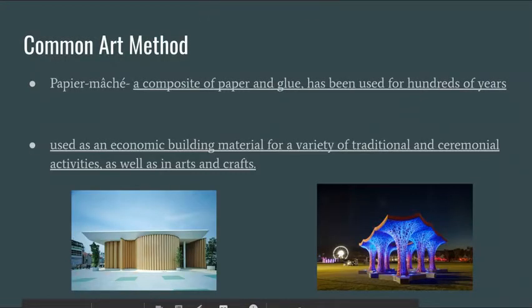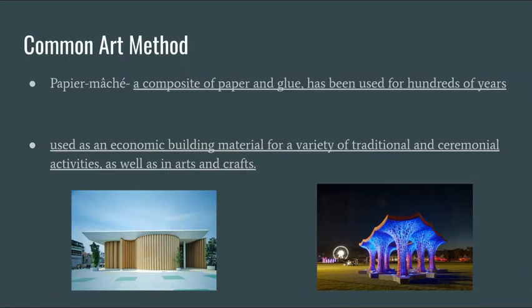Another specific example of composites is paper mache. And you might have completed paper mache in your life before through art classes or just for fun at home. So paper mache is a composite of paper and glue, and it's been used for hundreds of years. It's used in different building material for traditional and ceremonial events, as well as simply in arts and crafts, like at school in art class, or if you just are doing crafts at home.